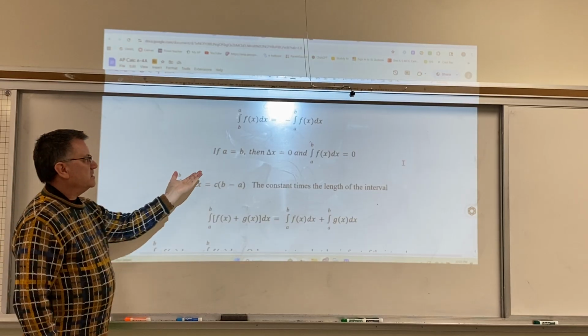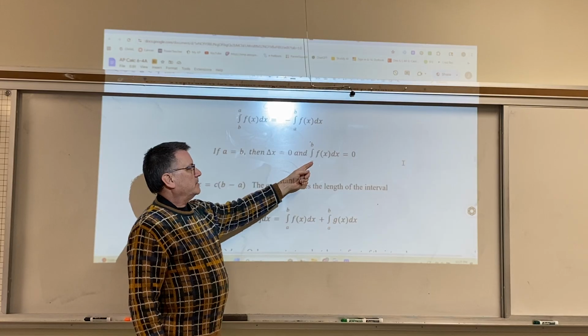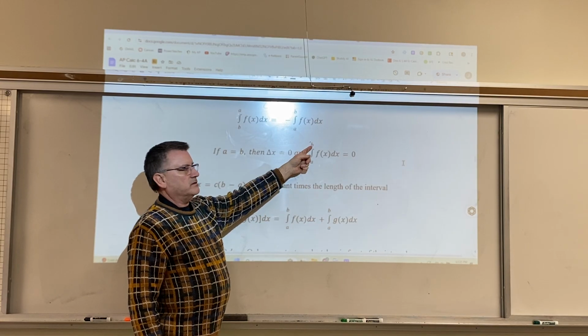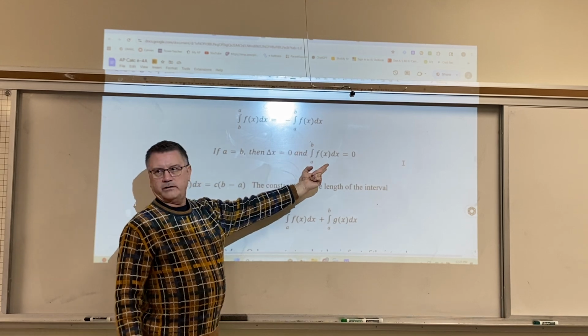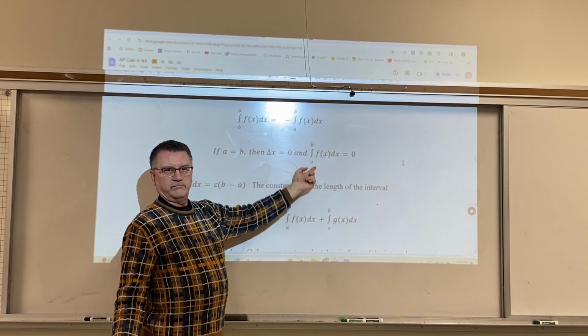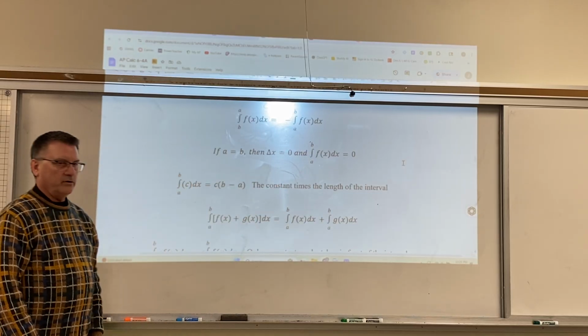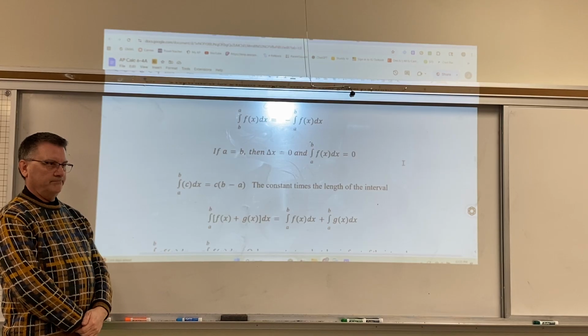Again, this makes common sense if you think about it. If A and B are the same number, I'm going from x equals 3 all the way to x equals 3. What's the area underneath that? Well, I haven't gone anywhere, so there is no area. So if these two are the same number, you haven't gone anywhere. So the area under the curve, nothing.